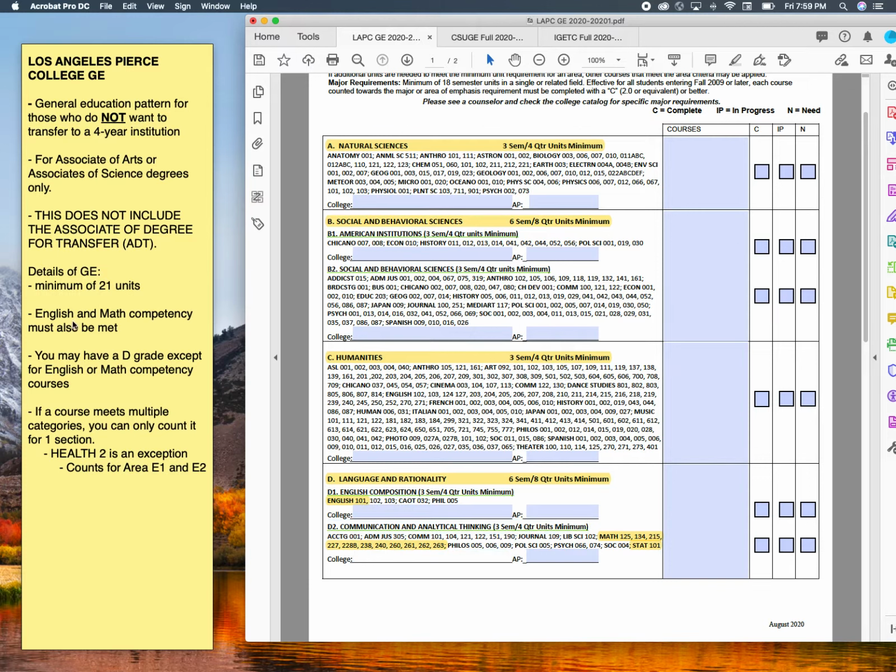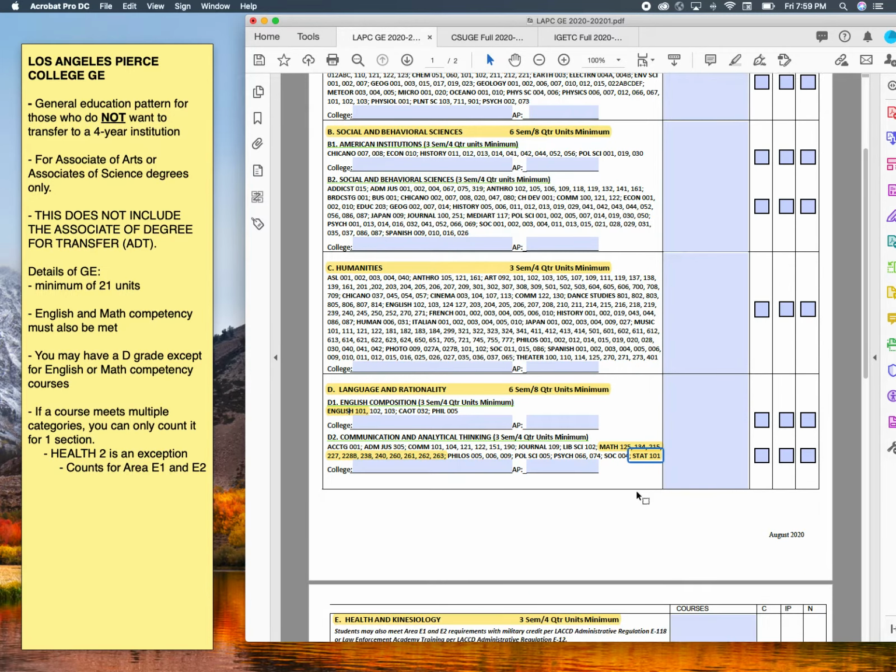Because remember, you have to meet an English and math competency. Usually students pick an English 101 class to meet the English competency, and people use a math class that is eligible for math competency for the communication and analytical thinking. So just a heads up for students, that usually helps to double count and reduce another class to take.